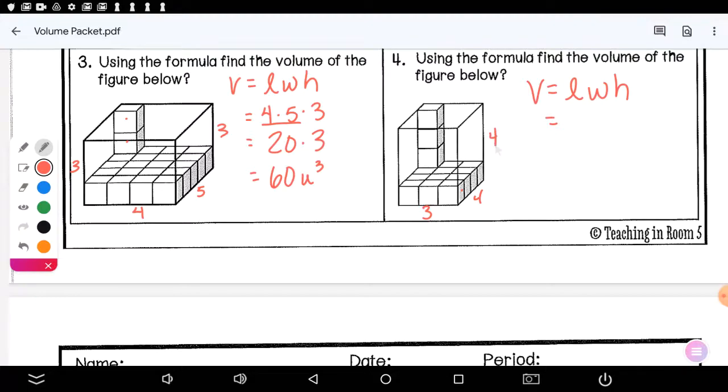Again, it doesn't really matter. Rewrite, substitute, then solve. It does not matter which 2 you multiply first. Dom, which 2 do you want to multiply first? 3 and 4. 3 times 4 is 12 times 4. Tatum, what's 12 times 4? 48. 48 cubic units.